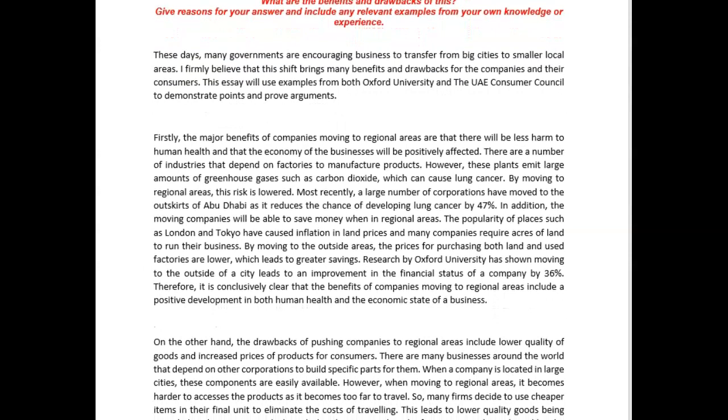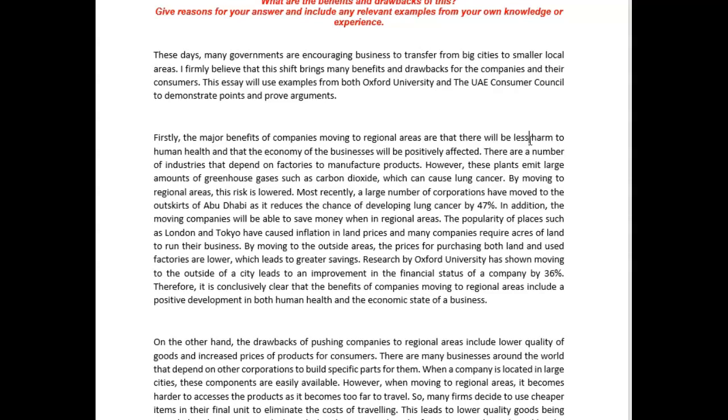These days, many governments are encouraging businesses to transfer from big cities to smaller local areas. I firmly believe that this shift brings many benefits and drawbacks to the companies and their consumers. This essay will use examples from both Oxford University and the UAE Consumer Council to demonstrate points and prove arguments.